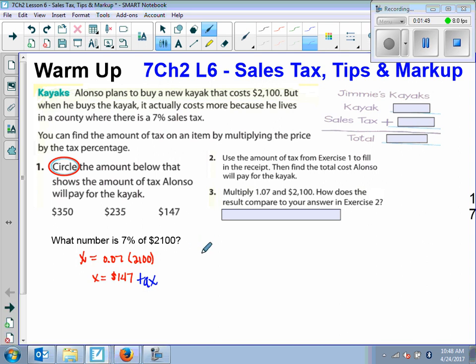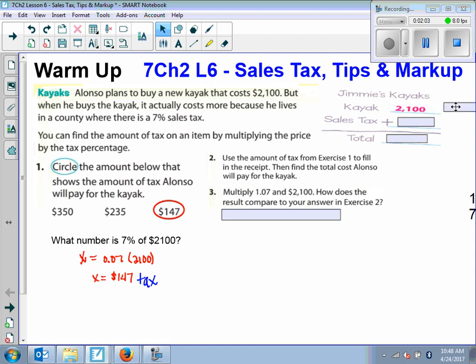So now that is $147 here. Number 2 says, how much is he going to pay for the kayak? If you look up here, the kayak costs $2,100, right? The sales tax, we figured it out, was $147. And then if I add those together, we're going to get $2,247. Very good.